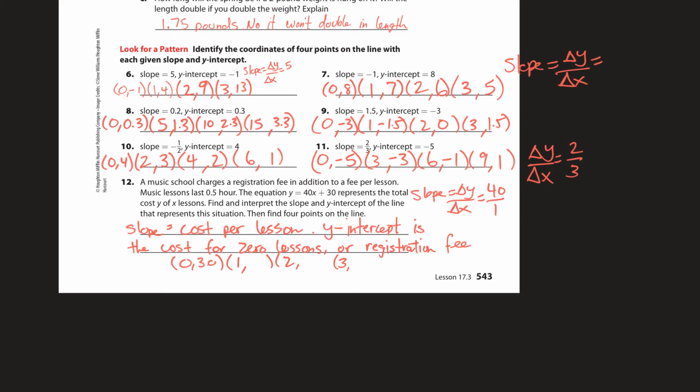So that means that it goes from 30 to, what, 70? And from 70 add 40 would be 110. And 110 plus 40 would be 150. Oh, I hope I got all those. 40, 40, 40. Yeah, that looks good. Okay.